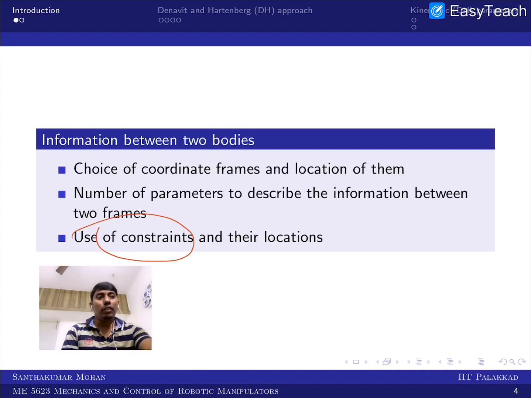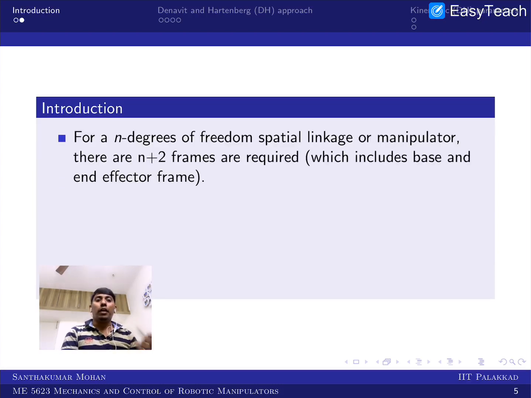Now we will make it very general. If I talk about an n degree of freedom spatial linkage, that too a serial manipulator, then how many frames are required?